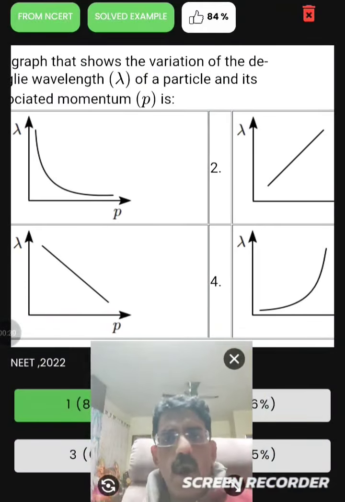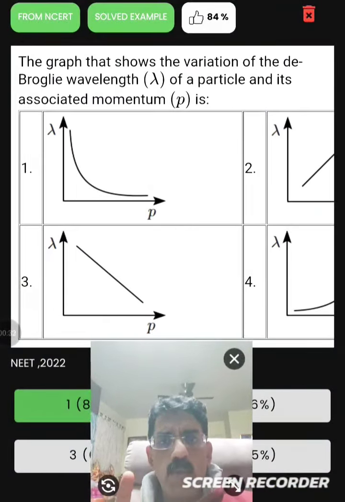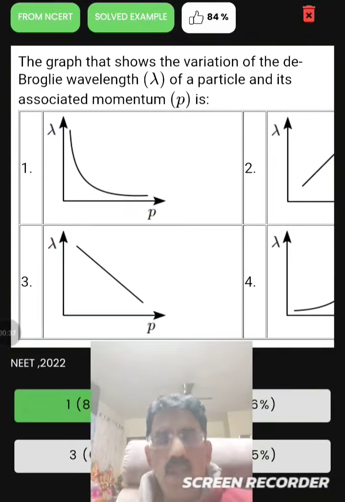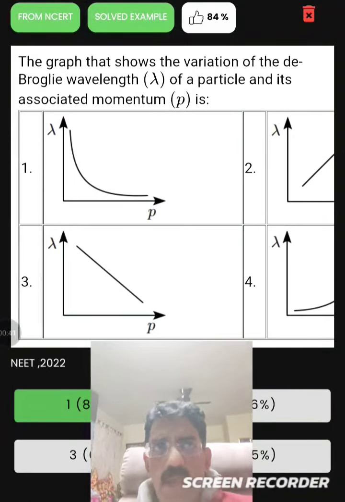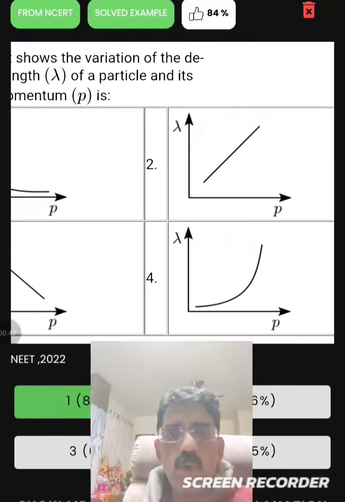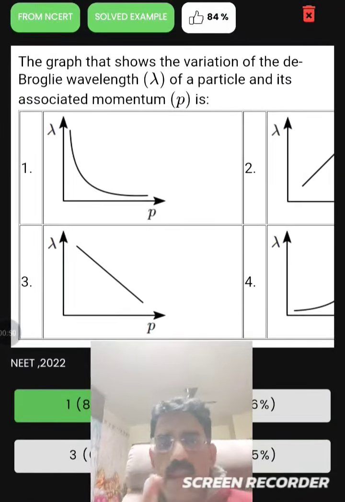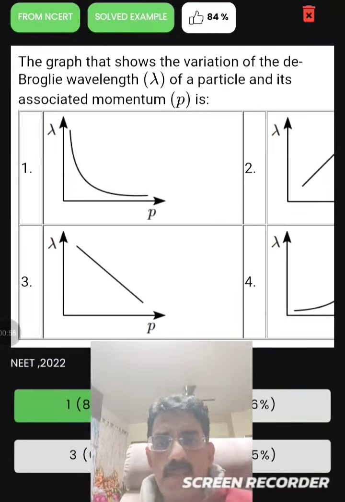This question tells you about the graph between the de Broglie wavelength versus the associated momentum. You know that the de Broglie wavelength is h by mv. It is inversely related to the momentum. So therefore it has to be neither 2 nor 4. It has to be decreasing. The lambda should decrease with momentum. So the relationship between lambda and p should be either 1 or 3.